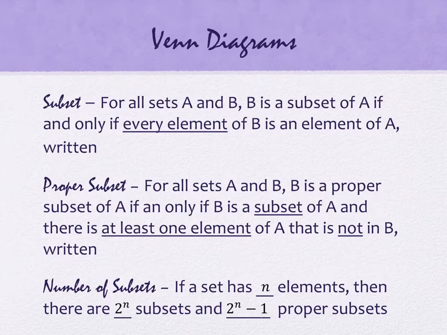So a subset definition says for all sets A and B, B is a subset of A if and only if every element of B is an element of A. And the notation for this looks like kind of like a sideways U and a line underneath it with A.